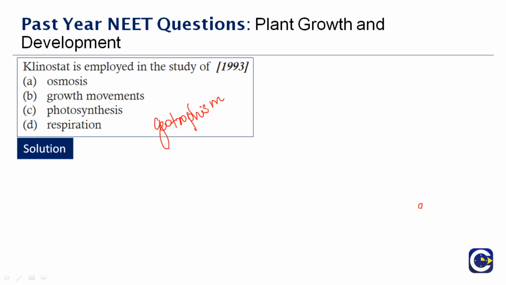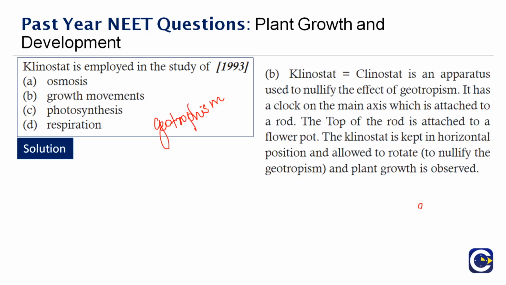So what do you see from this clinostat? You see the growth. So obviously the correct answer is option B, where we talk about growth movements. Okay, easy question. Whenever you get questions like this, understand the question. Clinostat is one instrument that is used to measure the growth of a plant. It also nullifies the effect of geotropism. Okay, next question here.